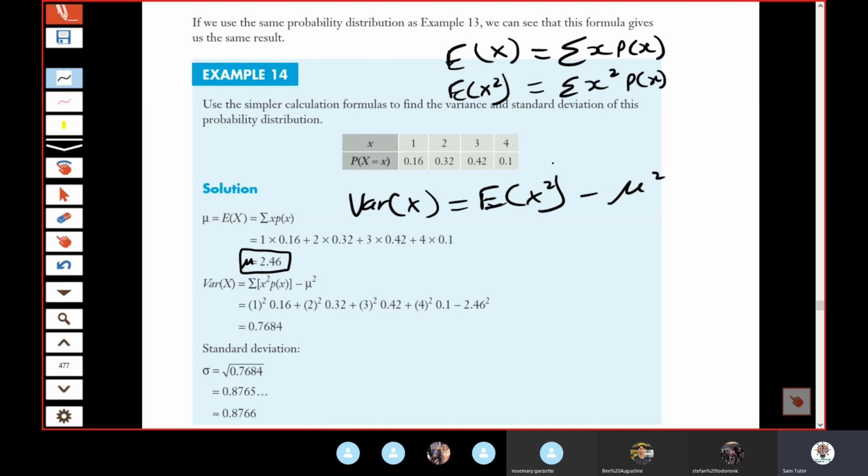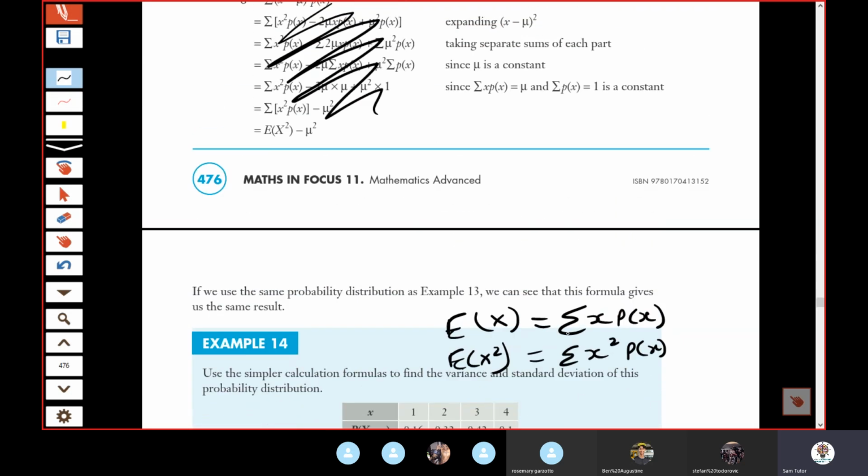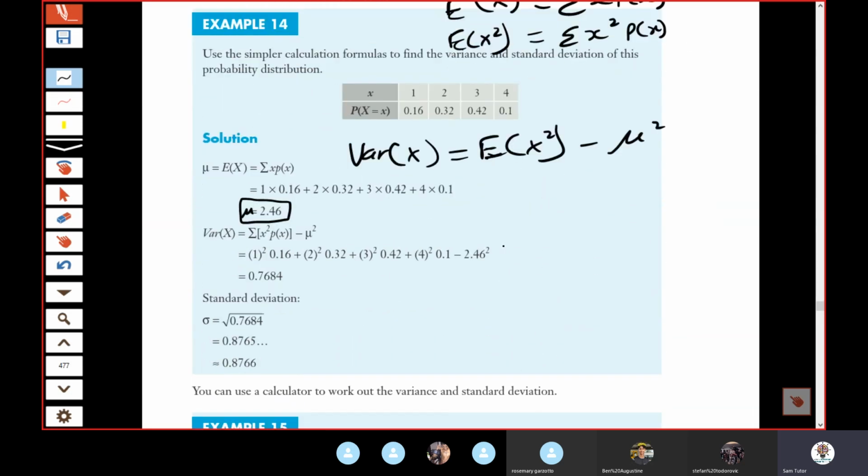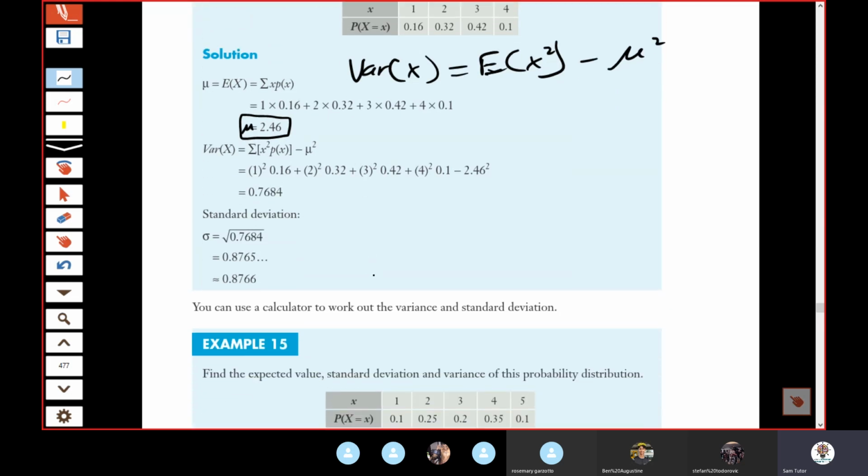So all you're going to do for E of x squared is take the first score squared times 0.16, the second score squared times 0.32, your next score squared, and I think you guys get the idea, minus your average squared. Okay? And then square root it for the standard deviation. Any questions?